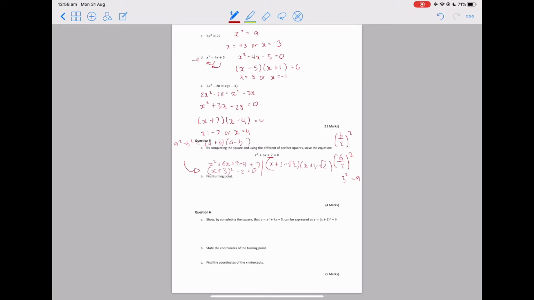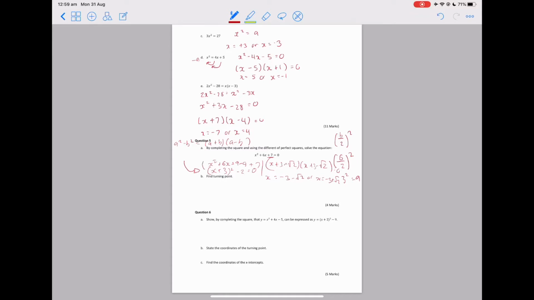So that's what I've done over here to get that answer, and hence I could equate each of these to 0 and use a null factor to solve for it. So hence x is going to equal to negative 3 minus root 2, or x is going to equal to negative 3 plus root 2. Okay, so that's one of the ways you can go about it. I'm going to show you another method.